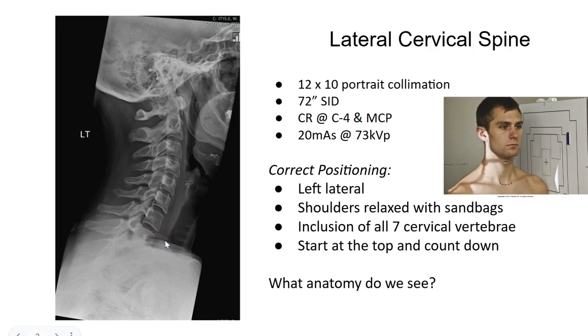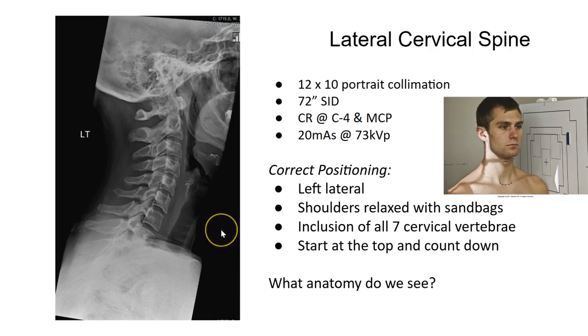We like to include at least the top half of T1 if possible. So the patient is nice and centered in our collimation, but notice we have collimated in a little bit. I typically don't collimate inside to side too much just in case the patient moves at all, but this is really, really nice. So in addition to including all 7 cervical vertebrae, do you remember what other anatomy we see in a lateral C-spine?